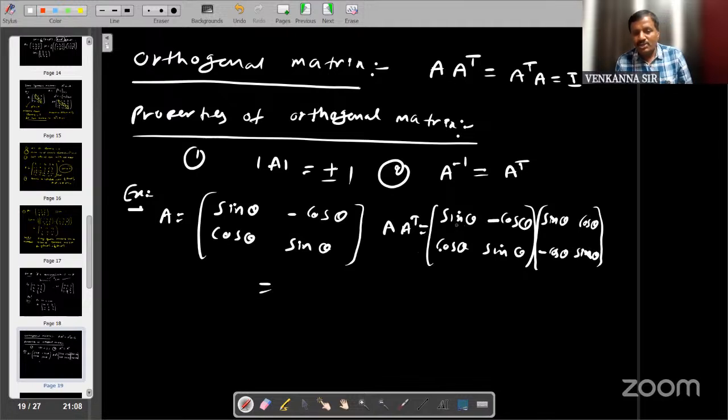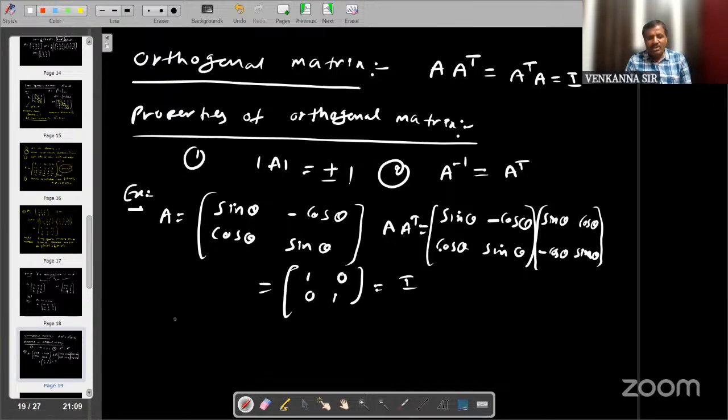What is the result we are going to get? A into A transpose. Sin square theta plus cos square theta is 1. Sin theta cos theta minus cos theta sin theta is 0. Cos square theta plus sin square theta is 1. So 1 0 0 1, what is it here? It is an I, the unit matrix. Sin theta minus cos theta sin theta is one example of the orthogonal matrix.